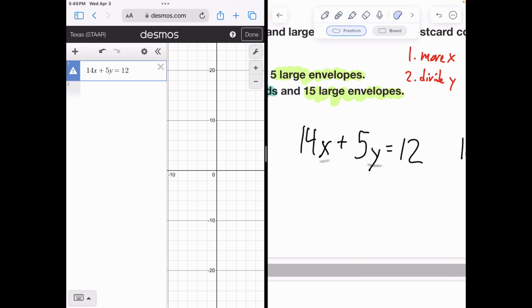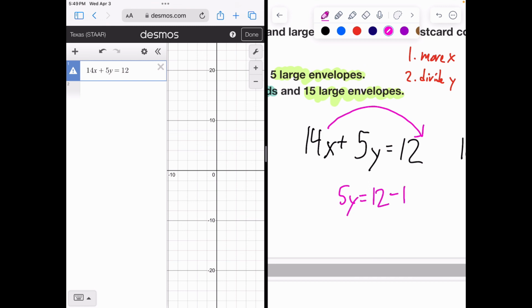When we move the x over, we have to change the sign. So 14x goes to the other side of the equal sign. 5y stays where it is, equals 12 minus 14x. And then for the second part, we have to divide by 5, the number in front of the y.